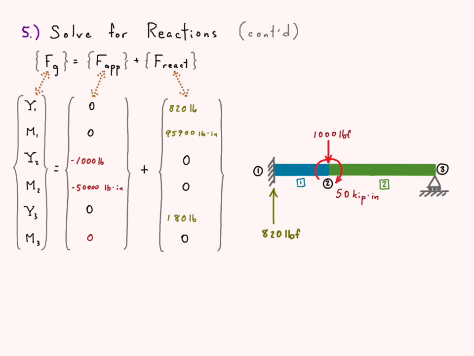So first we have the 820 pounds going upwards at node 1. Then we have the counterclockwise 95.9 kip inches. And then we have 180 pound forces upwards at node 3. And actually we don't have any moment in node 3 because, well, it's a pin joint, so it can't hold a moment.